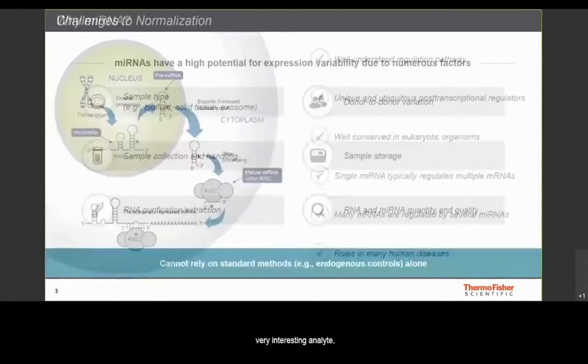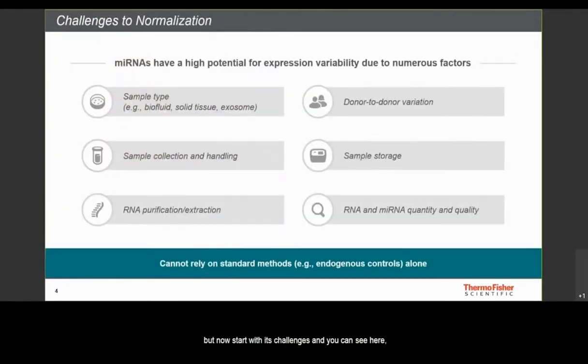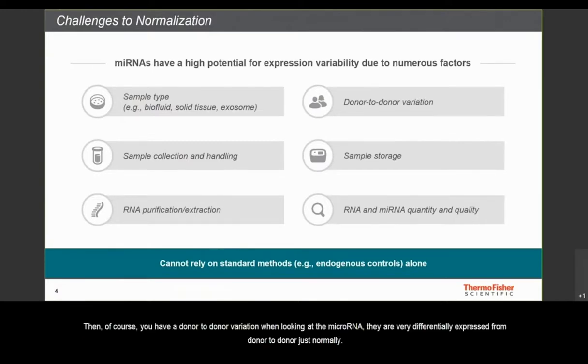So a very interesting analyte, but not without its challenges. You can see here we've listed six challenges from sample all the way to analysis that we've run across, and also run across in various papers when working with microRNA. Sample type is one of them. MicroRNA is mostly of interest in biofluids, which present their own challenges. And then, of course, you have donor-to-donor variation.